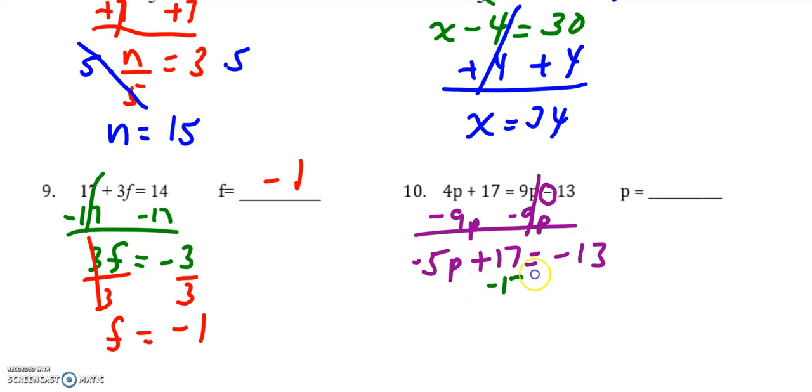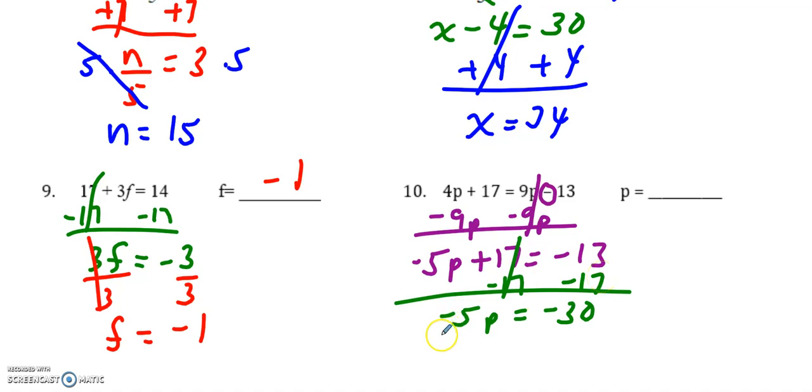Get p alone. Now we want to get rid of that 17. Cross those out. Negative 5p equals negative 13 minus 17. If you think about losing money, you are now negative $30 in debt, unfortunately. If you now divide both sides by negative 5, we would have p equals negative divided by negative, a positive 6.